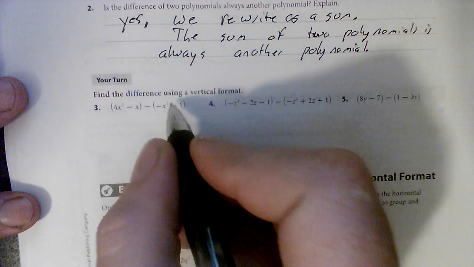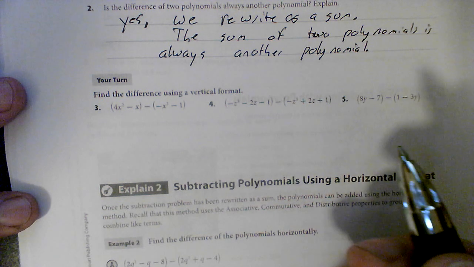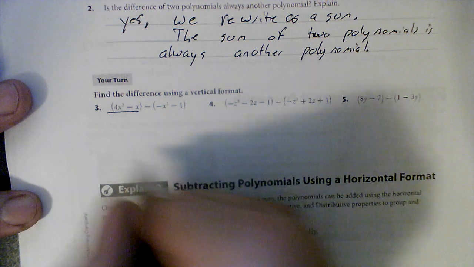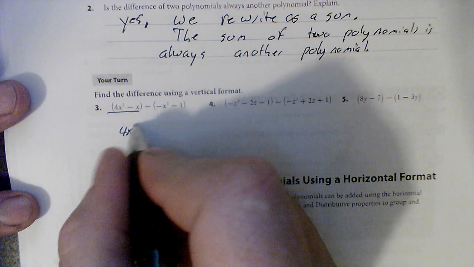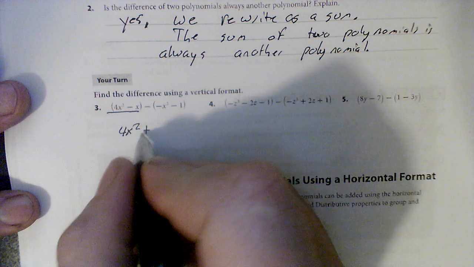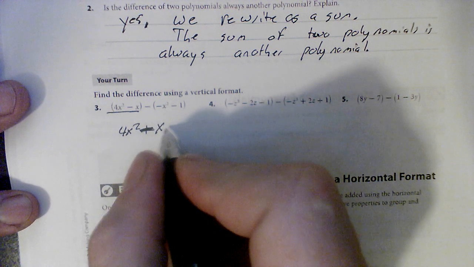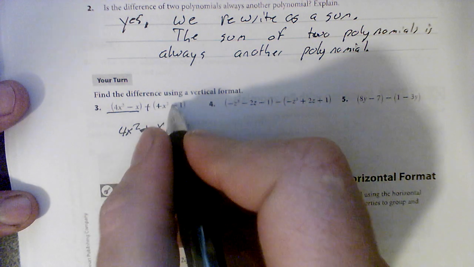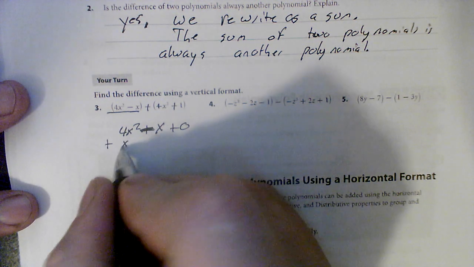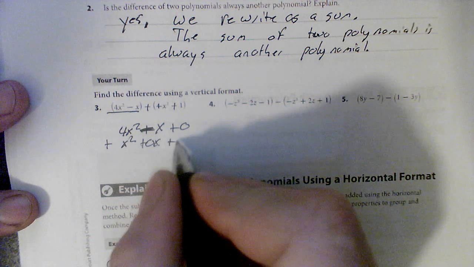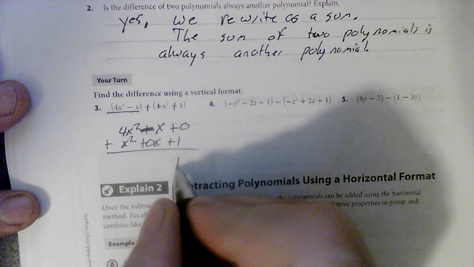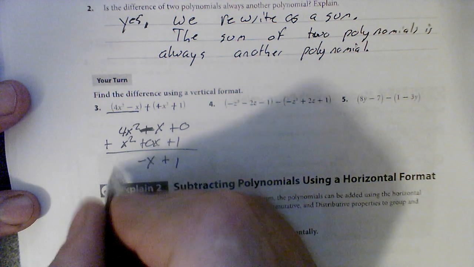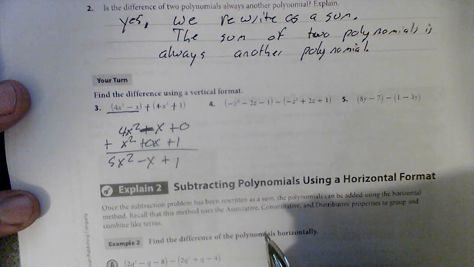Find the difference using a vertical format. Ooh, that's good. So this is lining them straight up and down. So I'm going to put this guy on top. We've got 4x squared minus x plus 0. Watch, I'm chopping. Make that a plus, and these guys are the opposite: plus x squared plus 0x plus 1. Similar to what we did last time. We add them, we get 1. That's a negative x, so it's a positive 1, negative x, and 5x squared positive.